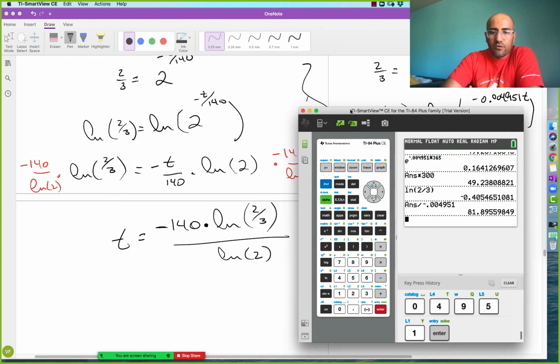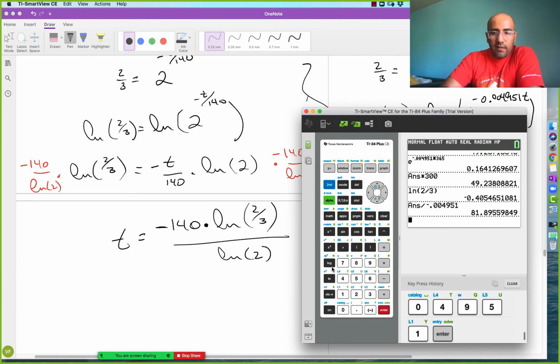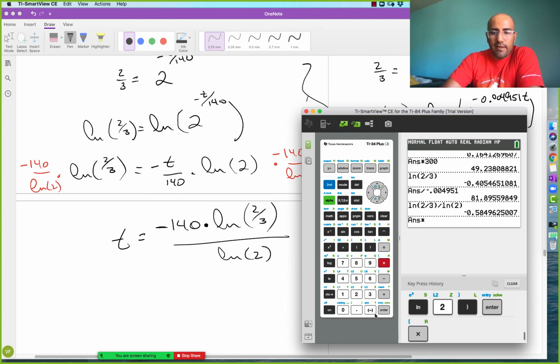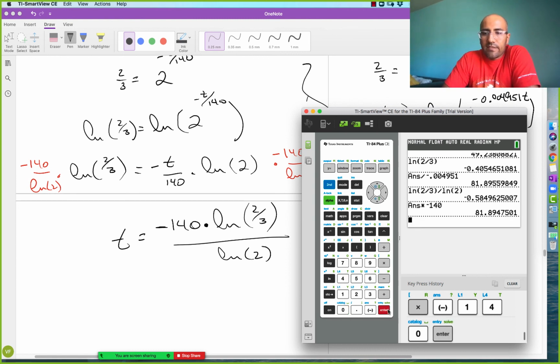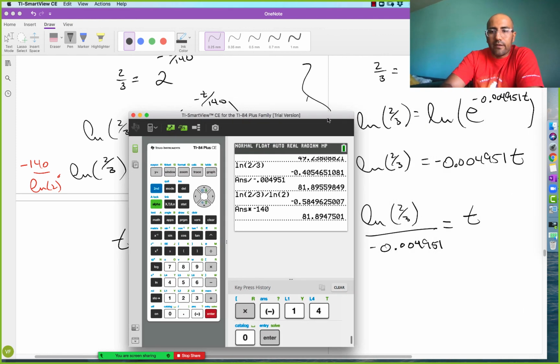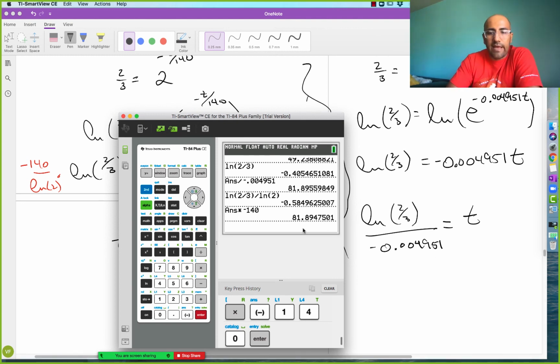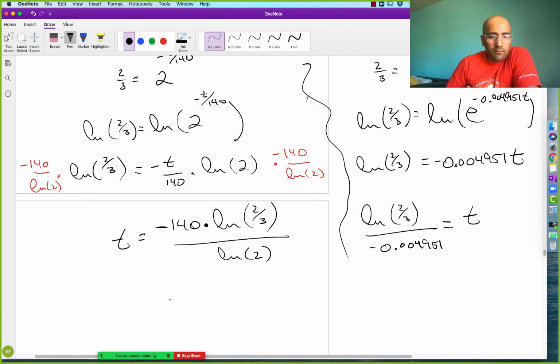Okay, so then let's confirm we get the same answer over here. This would be ln of 2 divided by 3, divided by ln of 2. It gives you that, and then we multiply that answer by negative 140. And so we get the same decimal value, 81.89. Rounding issues, of course, because this percentage value over here was approximated, so it's not going to be exact, but pretty close, approximately 81.89. T is approximately 81.89.